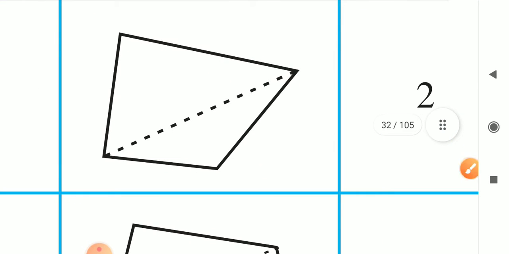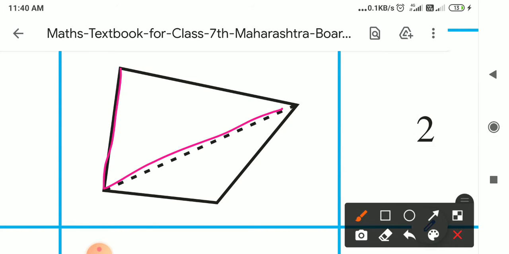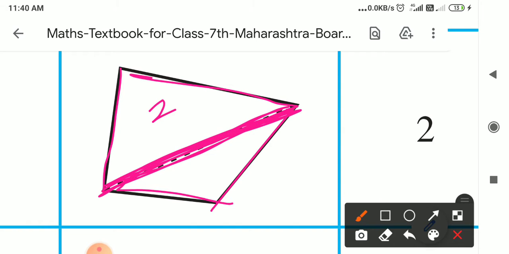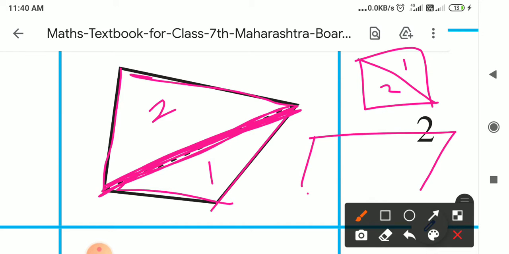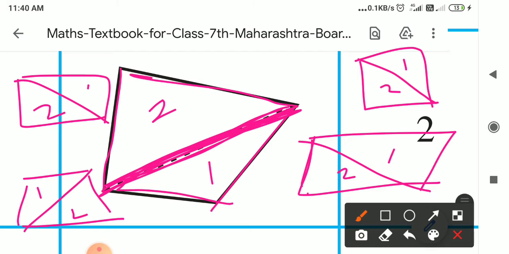Now take any kind of quadrilateral. This is the quadrilateral they had taken. When we join the opposite vertices of this quadrilateral, you will get 2 triangles. If you draw a square, it is also a quadrilateral, and if you join the opposite vertices, you will get 2 triangles. If you draw a parallelogram, a rectangle, a rhombus or a trapezium and join the opposite vertices, here also you will get 2 triangles.